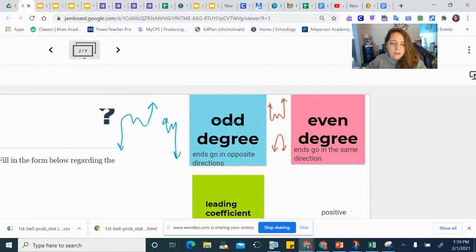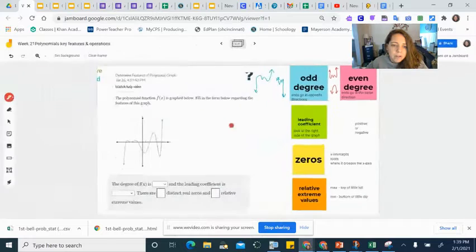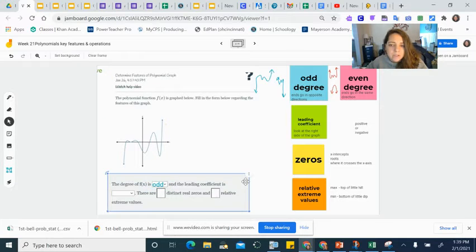So let's look at this graph right here. Are they going in the same or the opposite directions? Opposite. Since they're going in opposite directions, we know that it is an odd degree function. Odd is opposite. Opposite is odd.